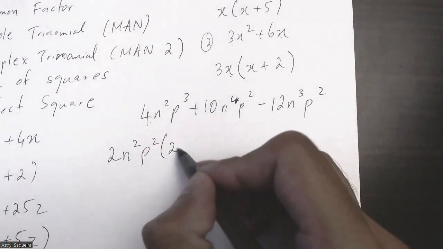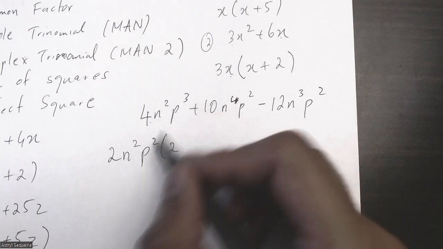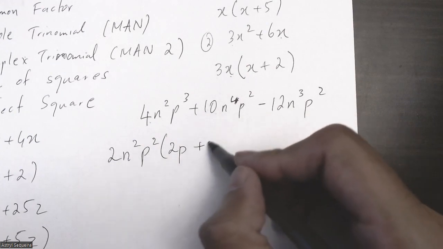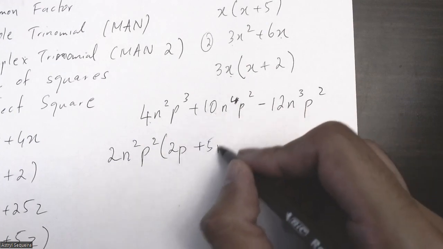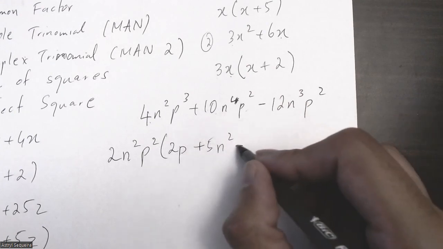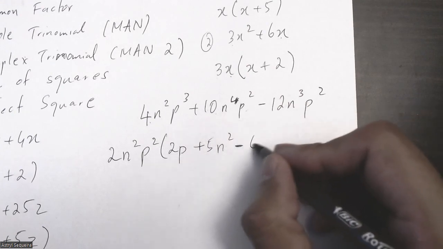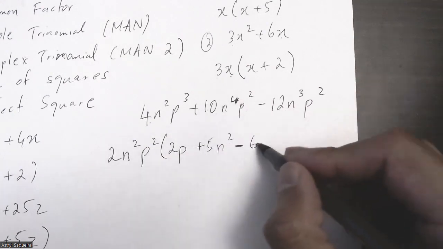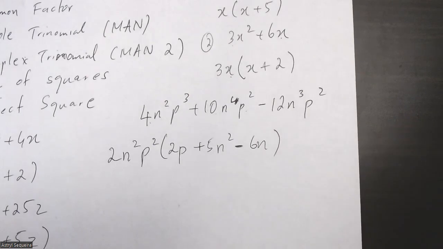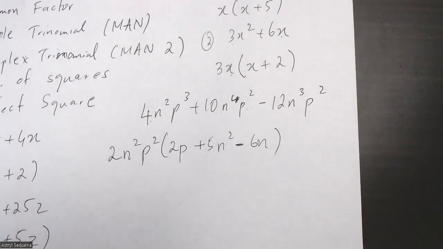4 divided by 2 is 2. N squared divided by n squared cancels. P cubed divided by p squared is p. 10 divided by 2 is 5. N to the 4th divided by n squared is n squared. P squared divided by p squared just cancels. 12 divided by 2 is 6. N cubed divided by n squared is n. P squared divided by p squared cancels. So that is my final solution.